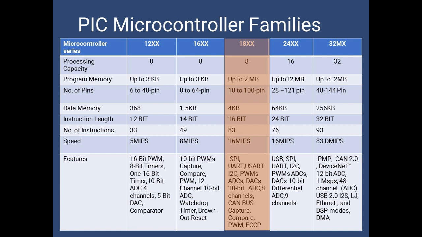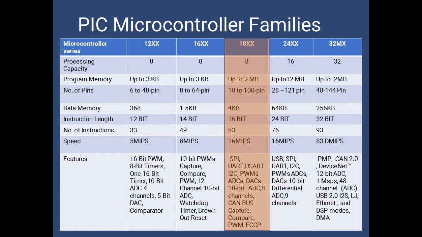Now, if you look at the very highest series, that is 32XX series, it has a PPM, it has CAN, and it has something called a device net, which is very popular nowadays. It has a 12-bit resolution ADC with a sampling frequency of 1 million samples per second, and it has 48 channels, and it has an on-board USB 2.0 connector, and an Ethernet connector, and it has a DSP mode, and it has on-chip direct memory access. So as the number goes up, its facilities go up.